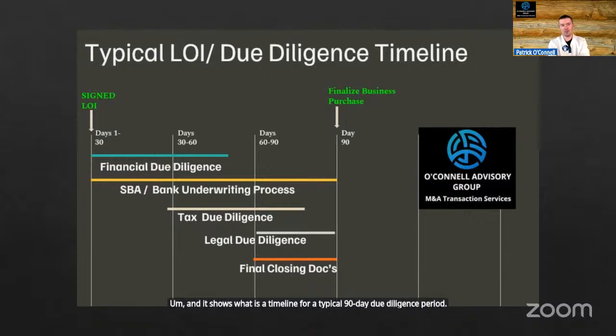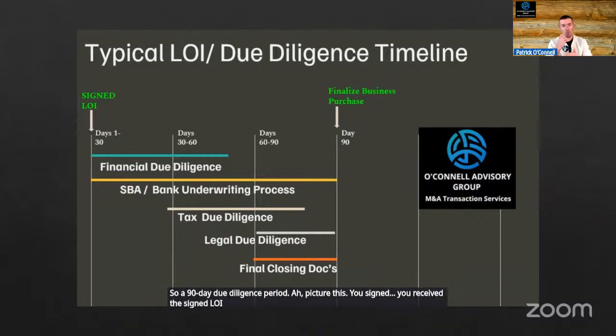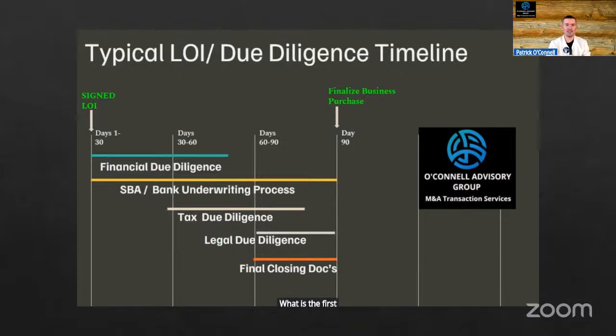So a 90-day due diligence period, picture this. You received the signed LOI yesterday. What does the first 30 days look like? If you assume you have 90 days until you run out of exclusivity, meaning the business can be solicited for sale elsewhere, what do you need to do during those 90 days?